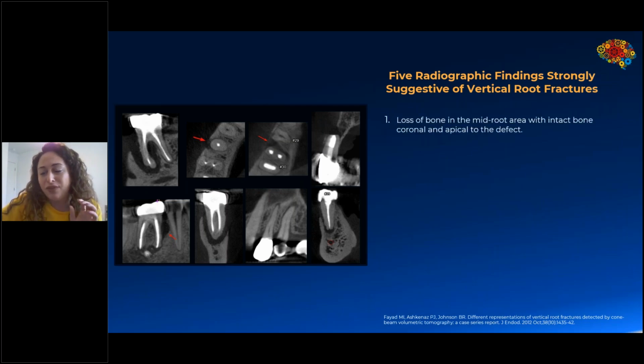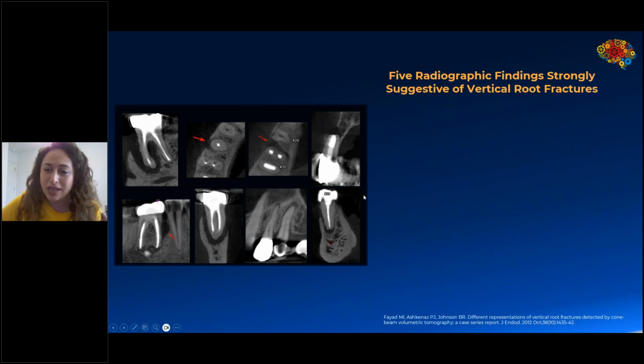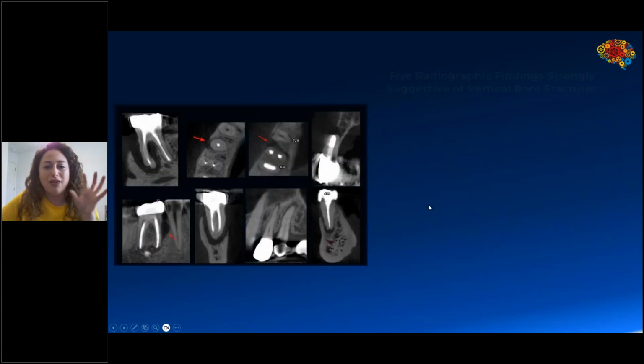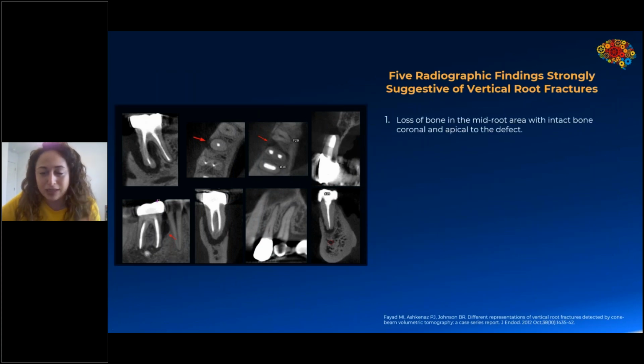So the 5 radiographic findings that can be suggestive of a fracture are: 1, whenever you have loss of bone at mid-height of the root. So imagine having a tooth and you have bone, no bone, and then bone again. Exactly similar to the case we just looked at. So if I go back, bone, no bone, and bone again. So when you have a localized interruption of the cortex, it's not an endoperioral communication, it's loss of bone.